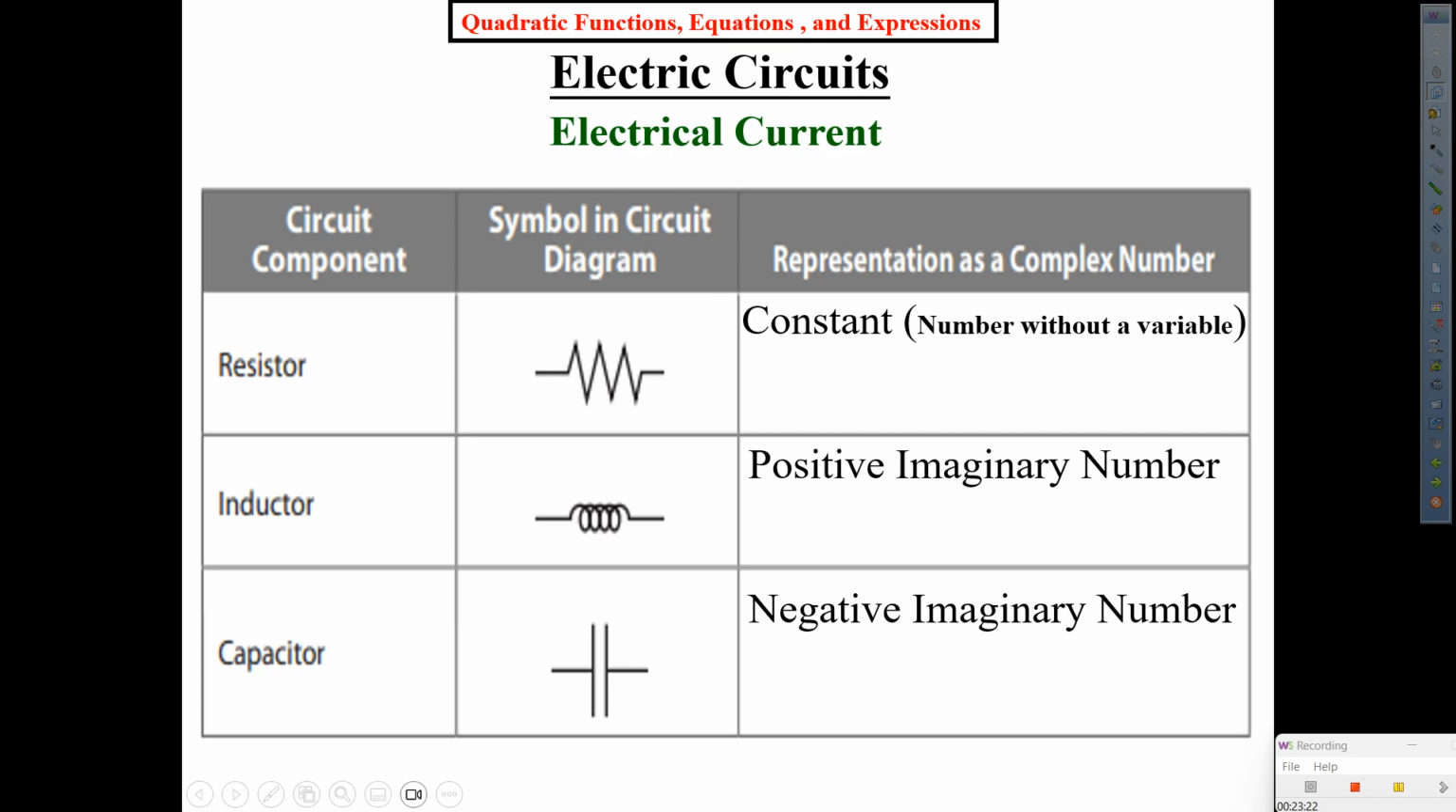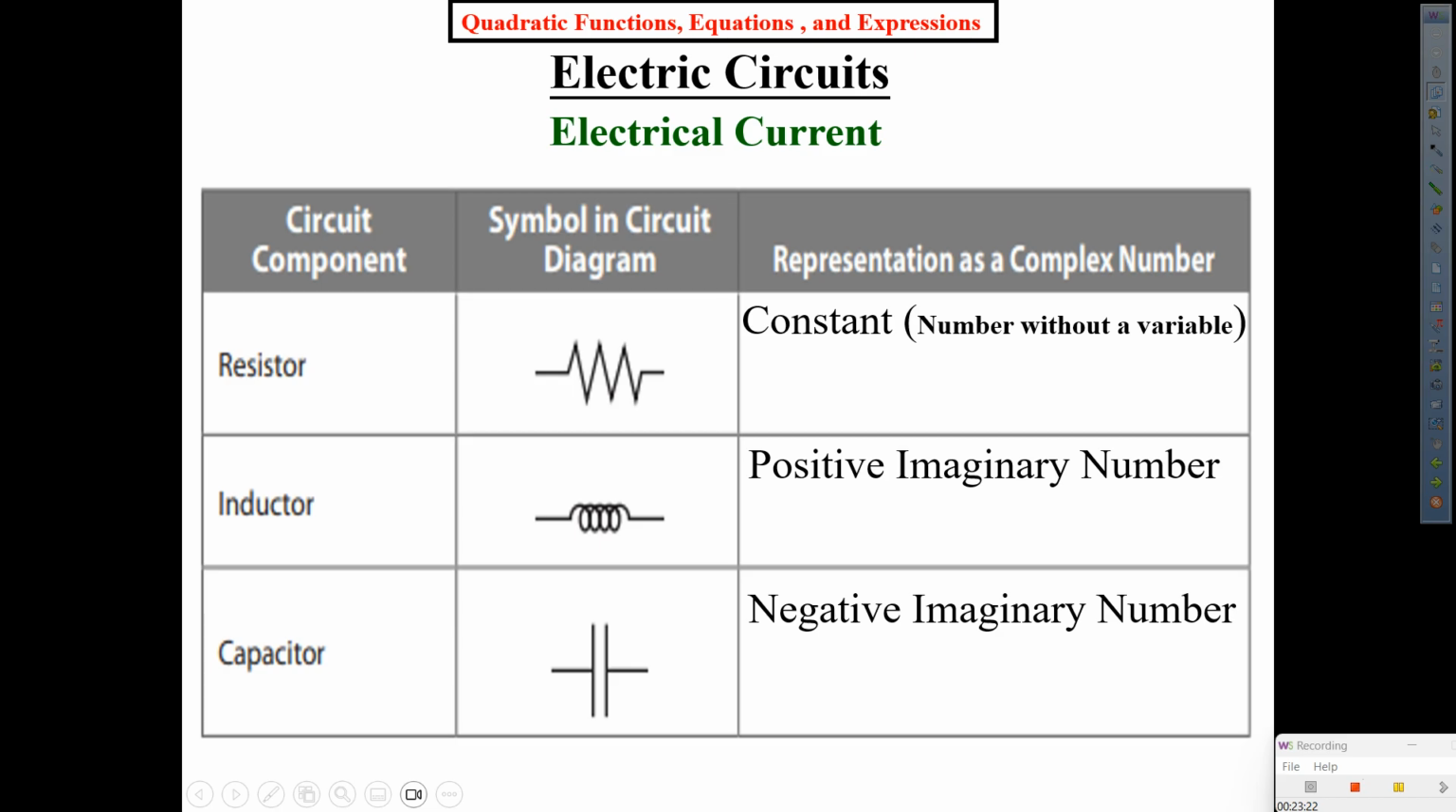Once again, from now on, whenever you see on the diagram a resistor that looks like this, you're thinking that it's going to be just a number without a variable. Whenever you see an inductor, you're going to think of a positive imaginary number. And whenever you see this symbol for capacitor, you're going to think of a negative imaginary number. All right?